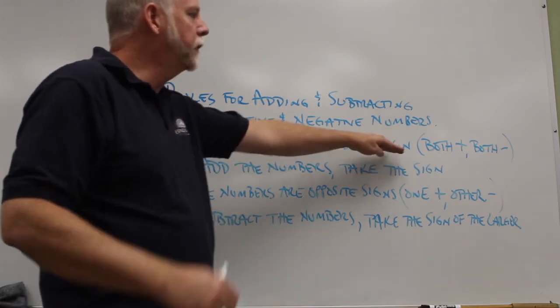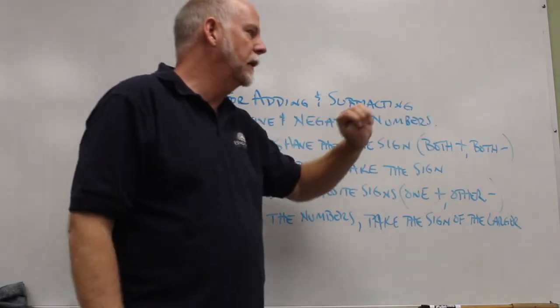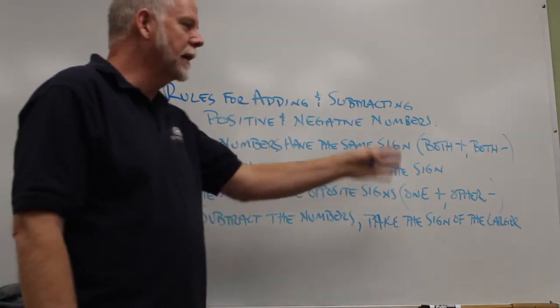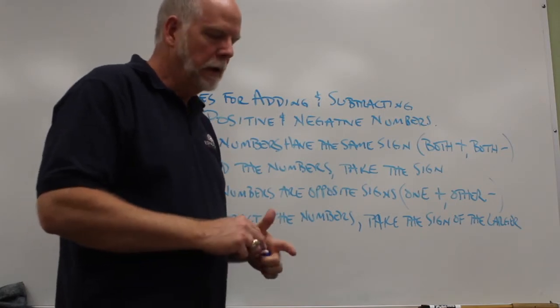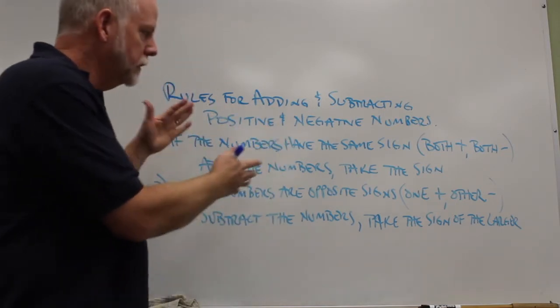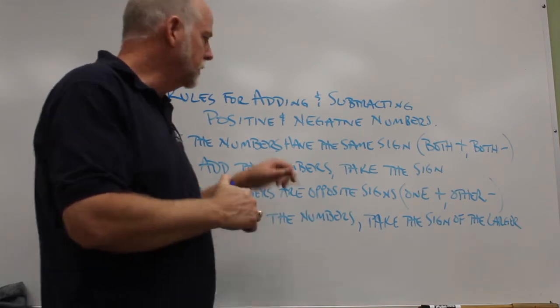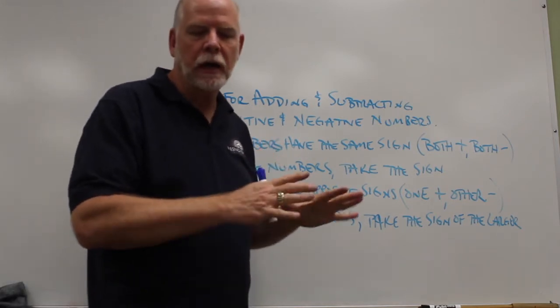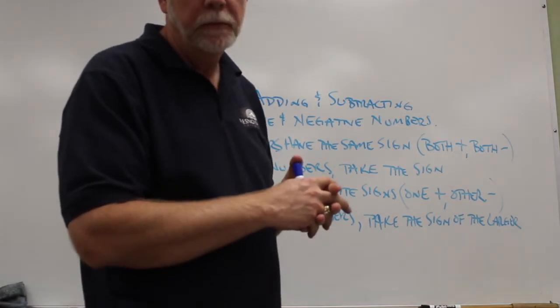Okay? So if they're both the same sign, you add them together and you take whatever sign they were. If they were opposite signs, you subtract the two numbers and you take the sign of the larger. Now, there's a couple of assumptions within this that I've said here. The fact that when we're talking about the numbers here, we're talking about just the digit. We're not talking about the sign in front of it.